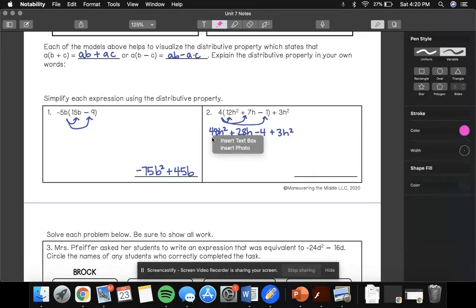Sorry, guys. Okay. So now I'm going to combine like terms. It looks like these squares can be put together and make 51h squared plus 28h.